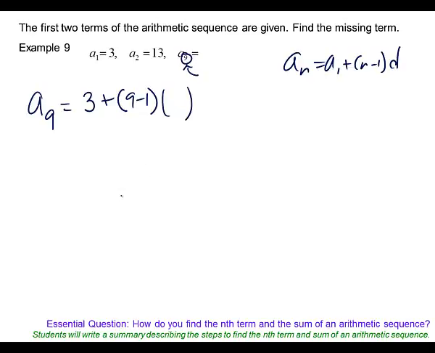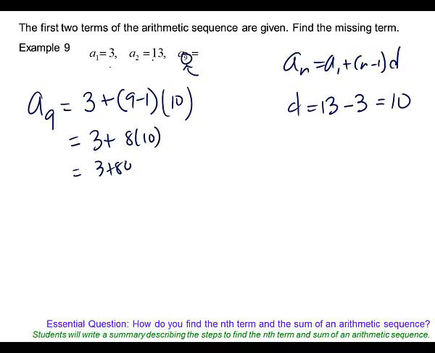I also can calculate the difference, can't I? Because don't I have the second term and the first term? So my difference would be 13 minus 3, which is what? 10. Do you see how we're manipulating that formula in a whole bunch of different ways? All right, all we're looking for here is a number. So let's see, 3 plus, what's 9 minus 1? 8 times 10 is 80, or if you add the 3 to it, we get 83.